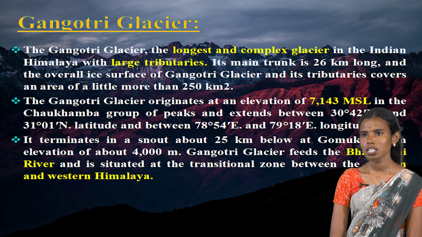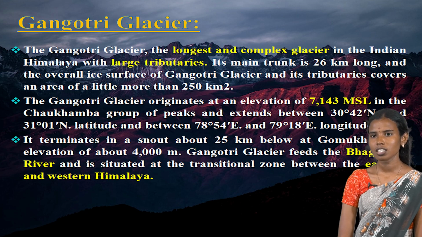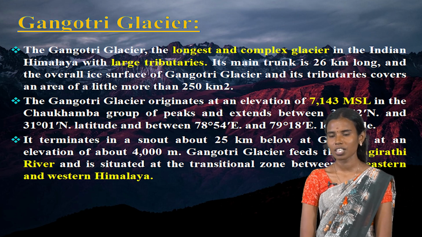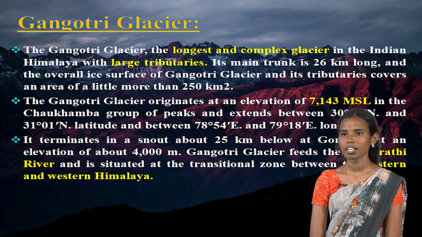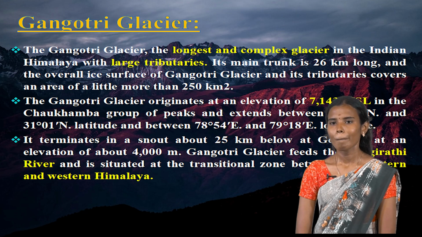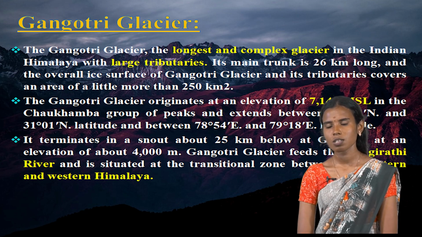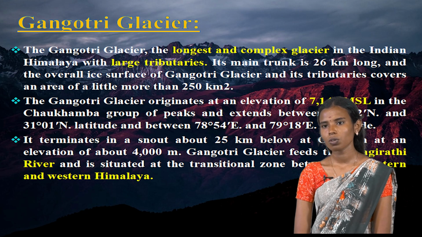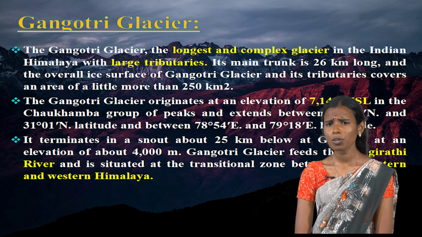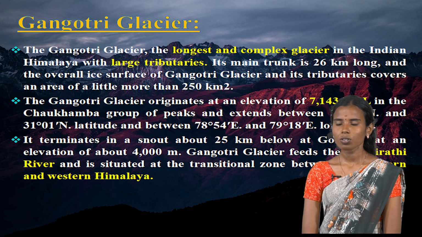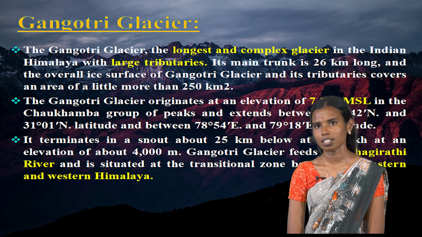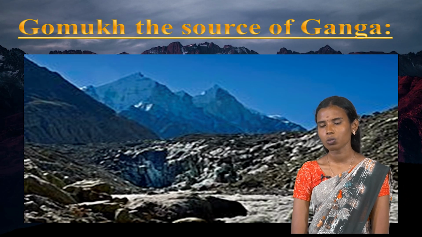The Gangotri Glacier is the longest and most complex glacier in the Indian Himalaya, with the largest number of tributaries. Its main trunk is 26 km long, and the overall ice surface of Gangotri Glacier covers an area of 250 square km. The Gangotri glacier originates at an elevation of 7,143 meters above mean sea level in the Chaukhamba group of peaks and extends between latitude 30 degrees and 79 degrees longitude. It terminates in a snout about 25 km below at Gomukh at an elevation of 4,000 meters. The Gangotri Glacier feeds the Bhagirathi River and is situated at the transitional zone between the eastern and the western Himalayas. This is the picture of the Gomukh, the main source of Ganga.